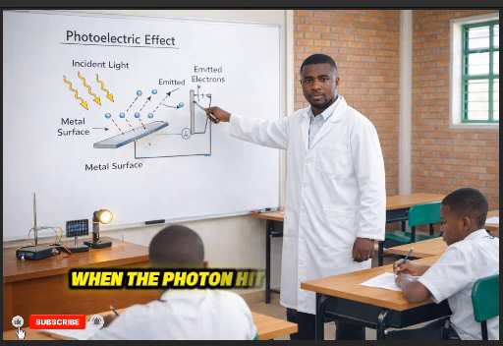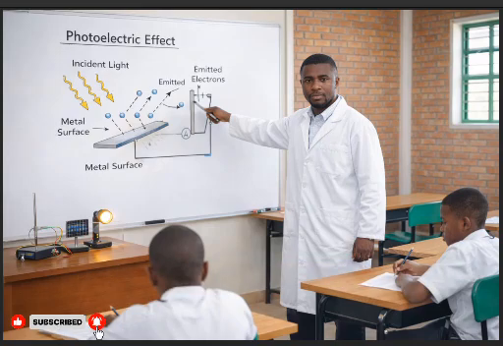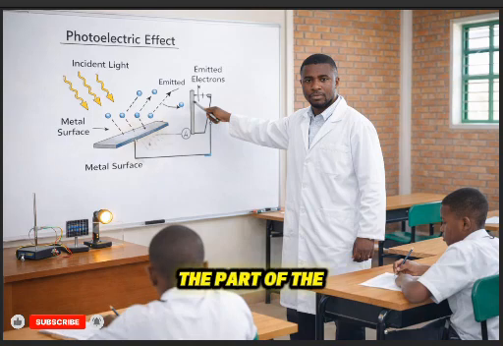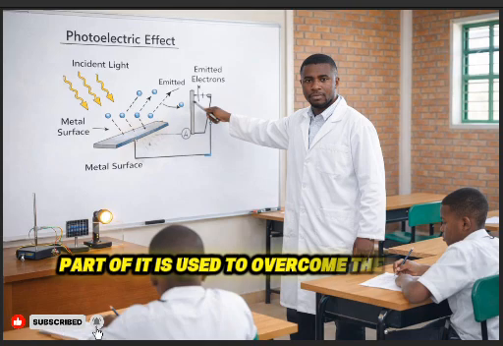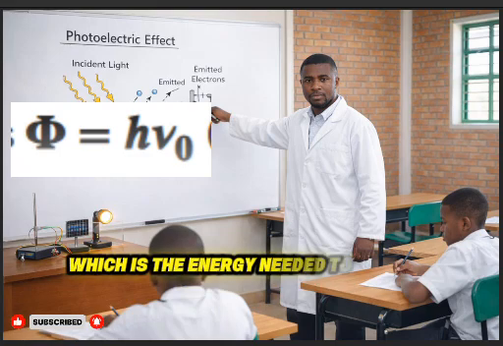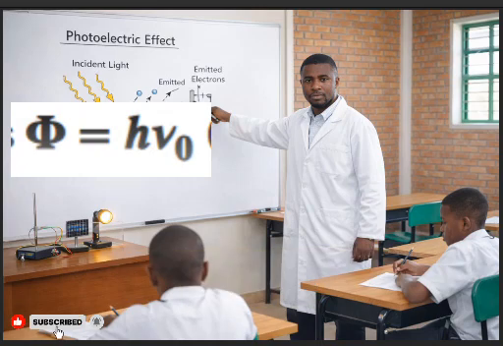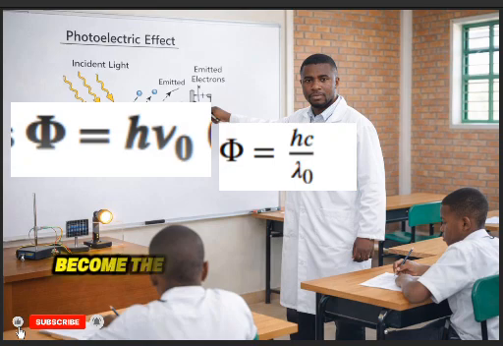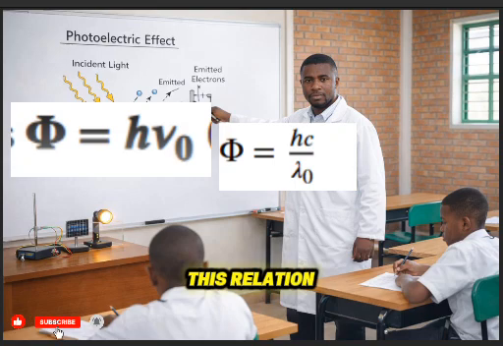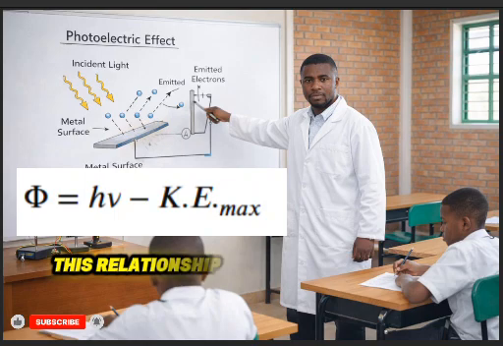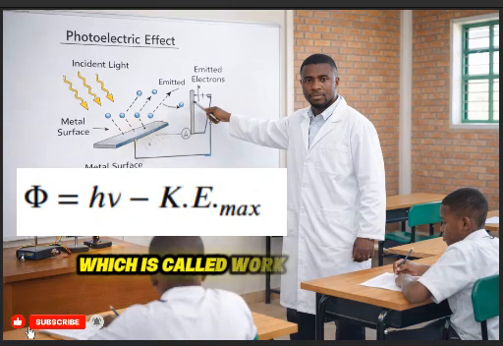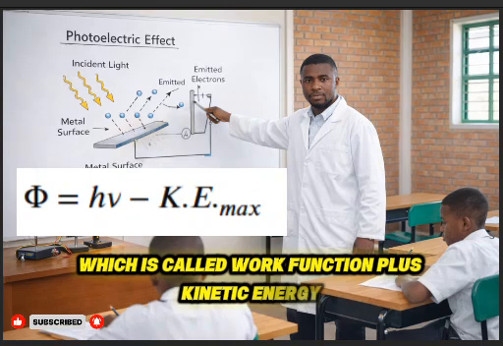When the photon hits the electron, its energy is used in two ways. Part of it is used to overcome the work function of the matter, which is the energy needed to release the electron, and the remaining energy becomes the kinetic energy of the emitted electron. This relationship is expressed as h times f equals work function plus kinetic energy.